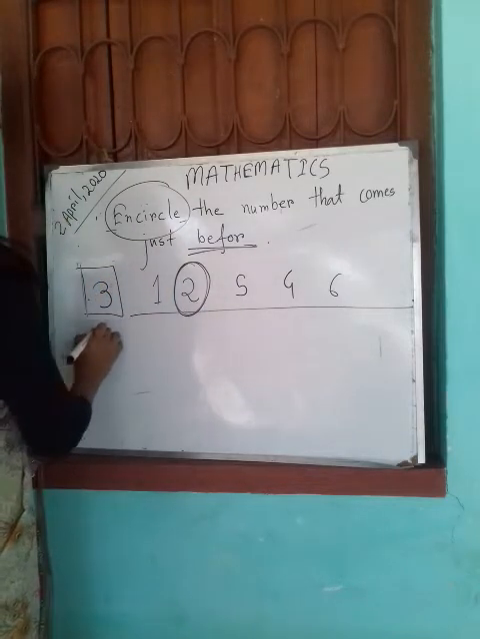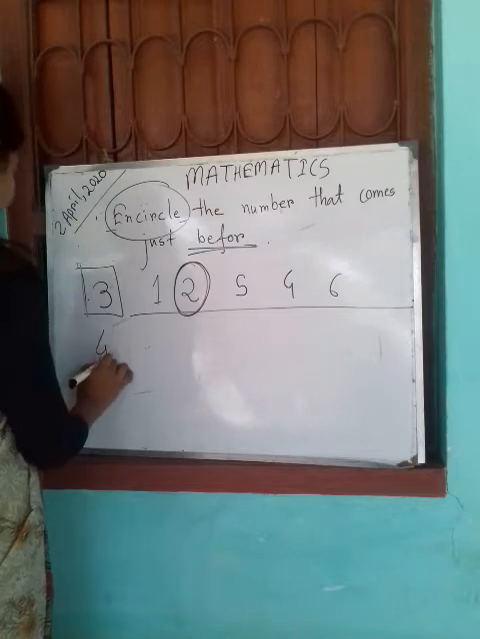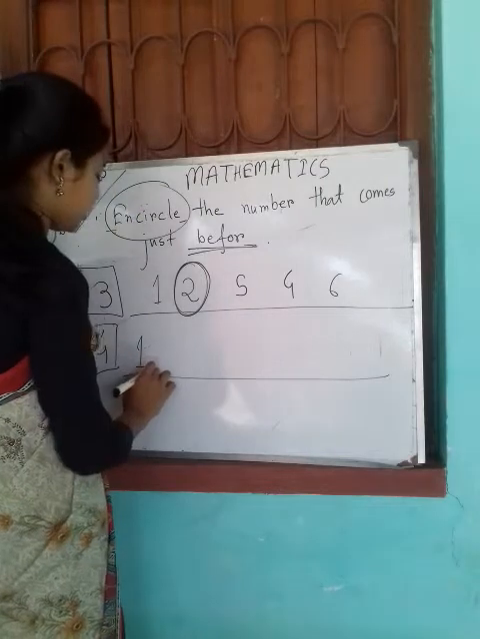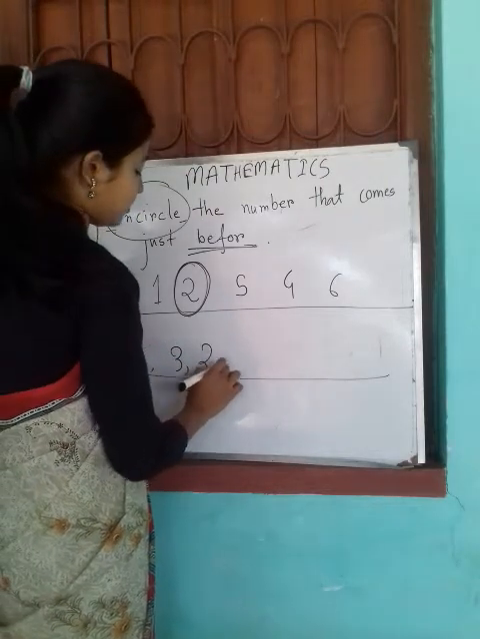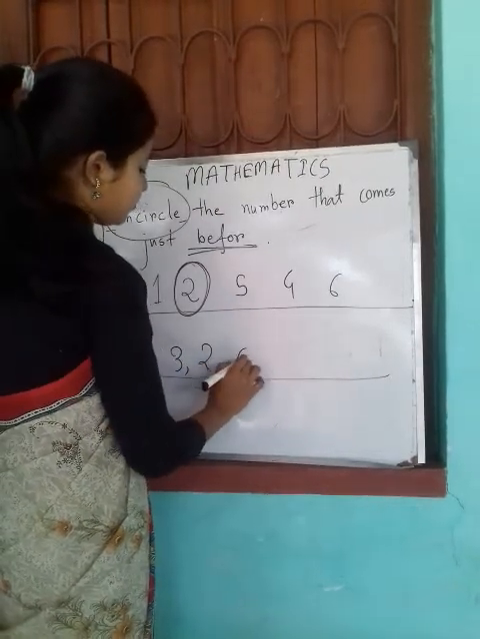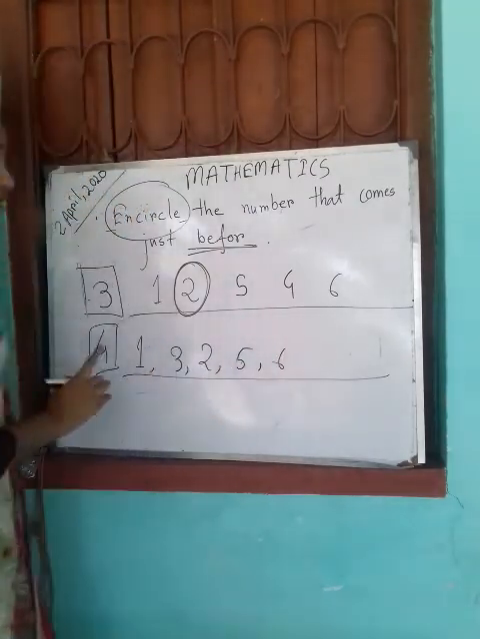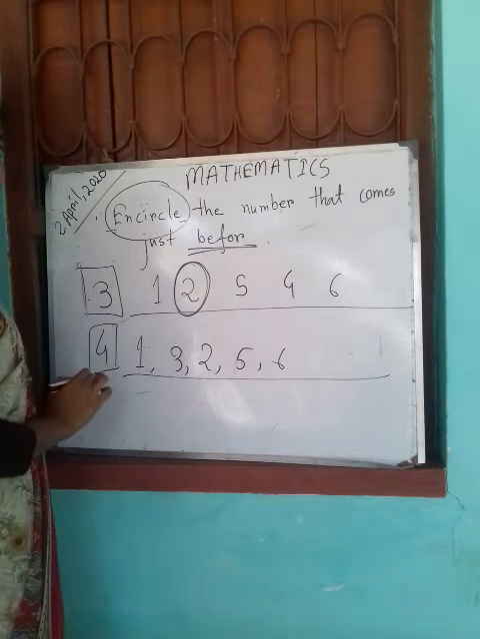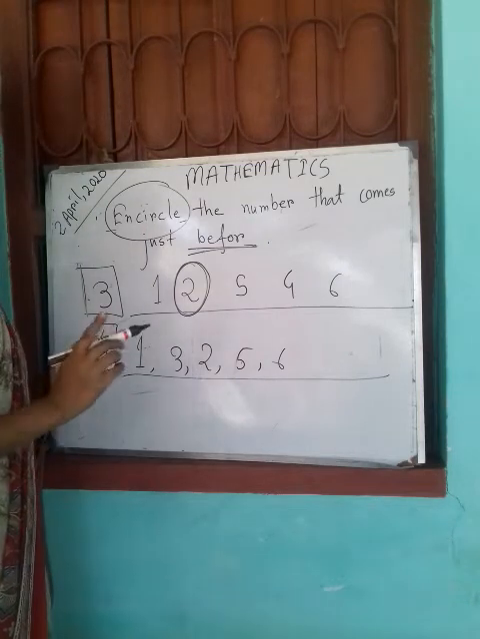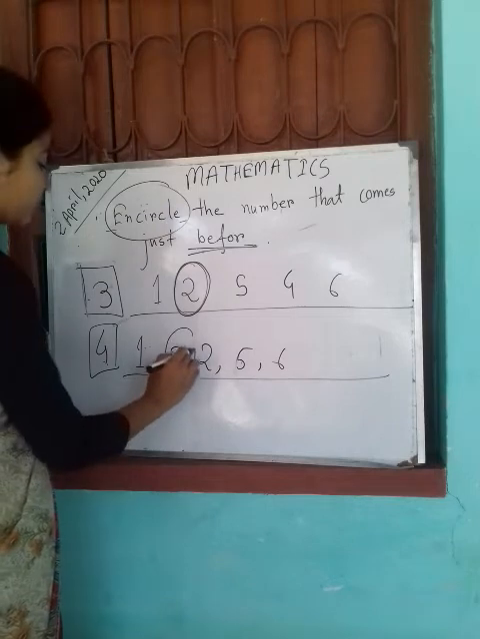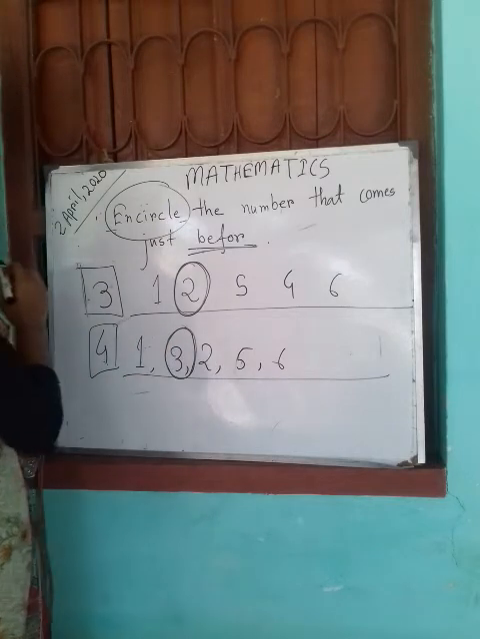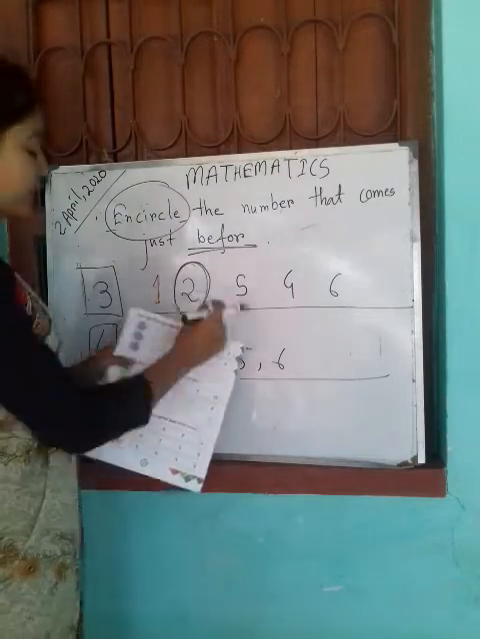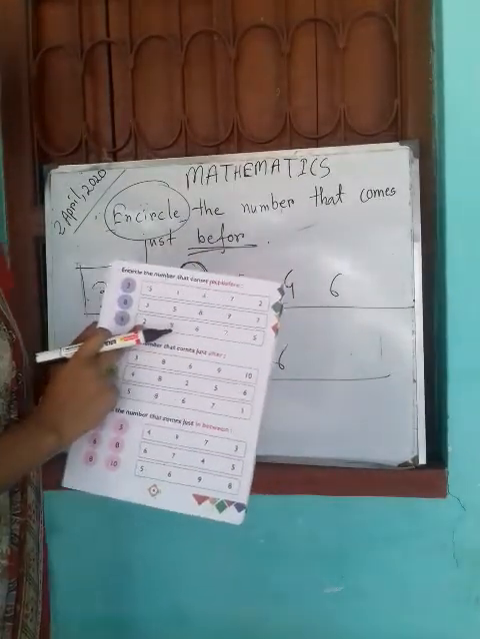Another word, if I show you, like 4, and there are numbers given like 1, 3, 2, 5, 6. Now you have to encircle that number which comes just before 4. So before 4 we have to read 3. So you have to circle the number 3. Okay. This is how you will do these numbers.